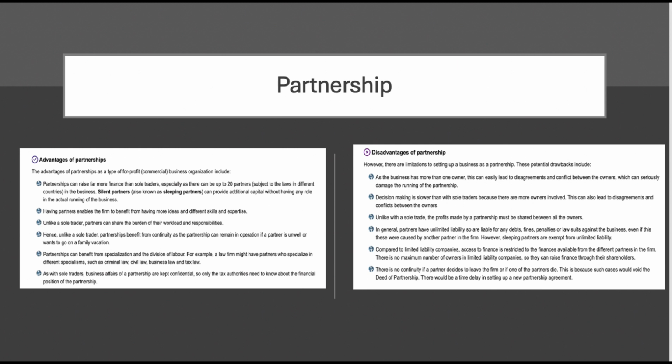Some disadvantages, however, may be that it's easy to disagree on decisions because you have so many people making them, which obviously causes slower decision making. The profits must be shared between all owners. You still have unlimited liability for at least some partners, and it's really hard to replace a partner that's in the agreement.